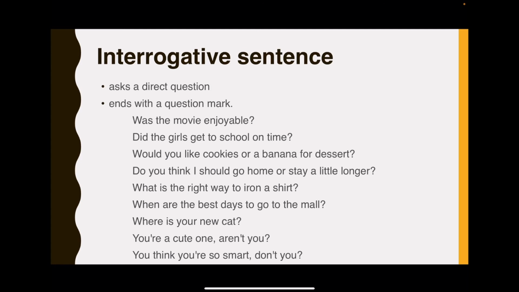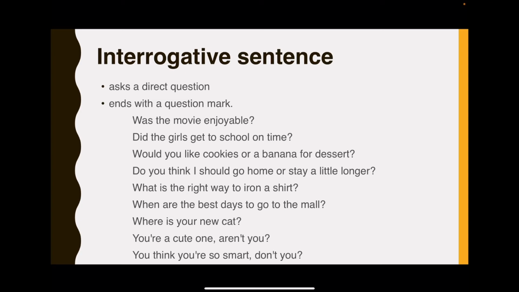That is yes-no question. And then, what is the right way to iron a shirt? When are the best days to go to the mall? Where is your new cat? For these 3 questions, they are called WH questions because they start with WH words.